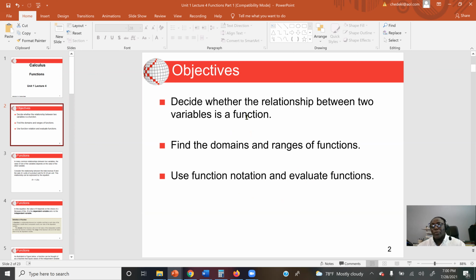Also, we went through what a domain and range are and how to find them, and also function notation. We're going to see more in our next lectures, and also how to evaluate functions.